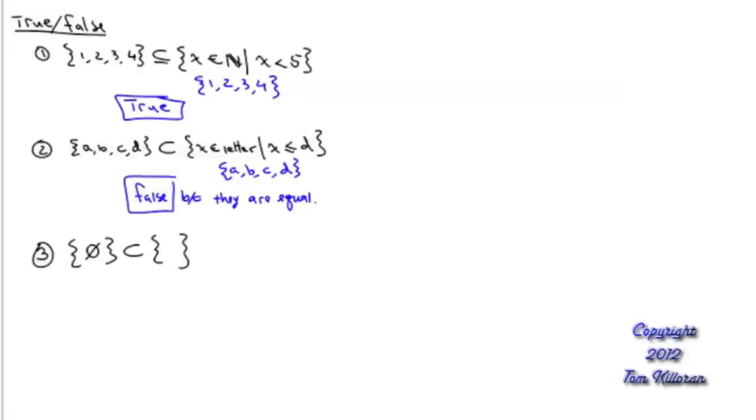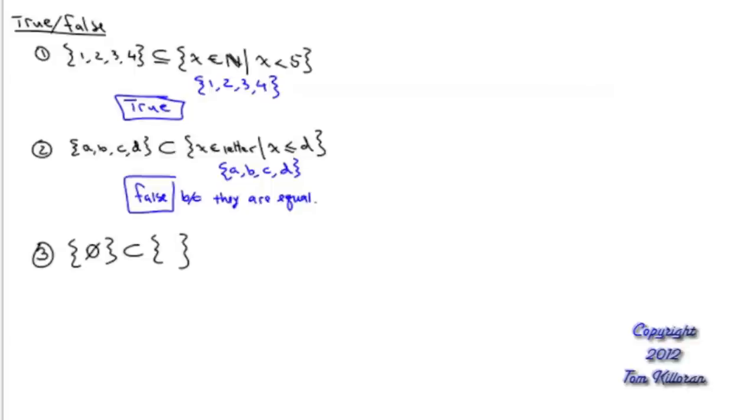The set on the left is a proper subset of the set on the right. That means every element over here has to be an element over here. Does the left have an element? Yes. That element is called the null set. Does the other set have the null set inside of it? No. I know it's equal to the null set, but it's not inside. So this is false because the left has one element and the right has none. That's backwards.